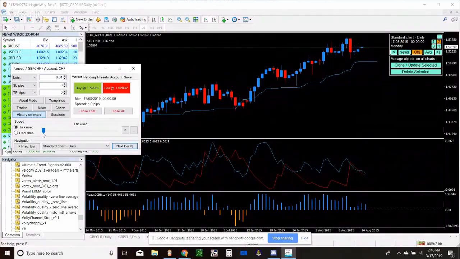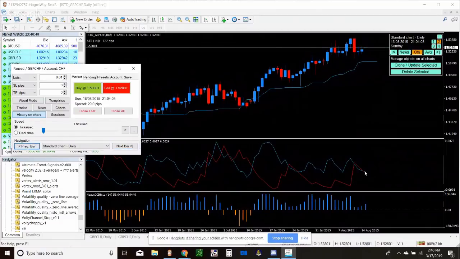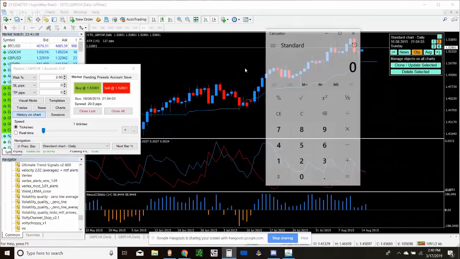Okay, so we have a long cross right here. We're above the Kijun Sen, and we're long on the CCI. So we'll go ahead and take a trade. I'm going to do a risk percentage of 2%, so I don't have to figure out stop losses and everything. So stop loss is going to be 1.5x or 127.